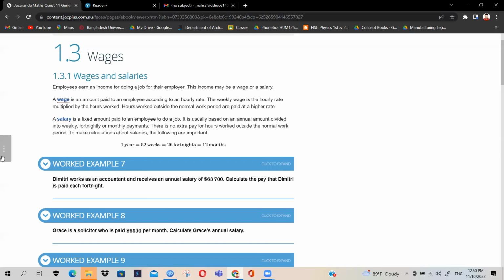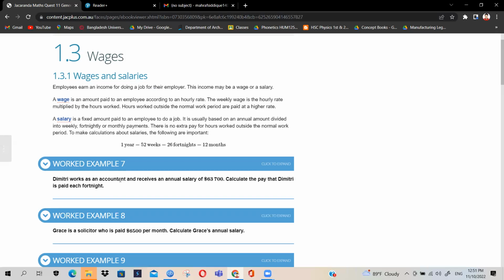A salary is a fixed amount paid to an employee to do a job. It is usually based on an annual amount divided into weekly, fortnightly, or monthly payments. So there is no extra pay for hours worked outside the normal work period. The bad thing about salary is that even if you work extra hours, you won't get extra payments. So wages are better.